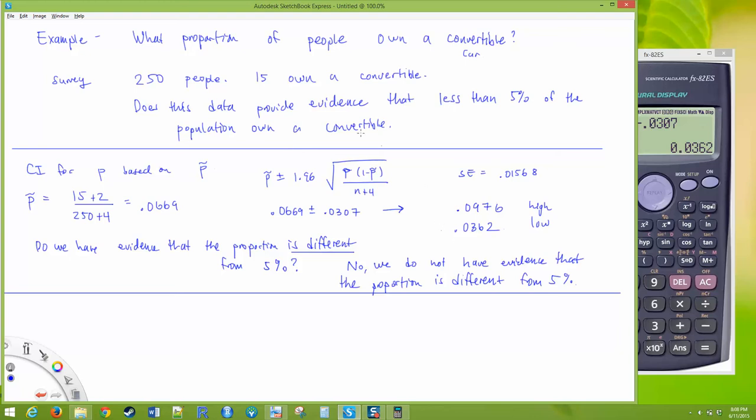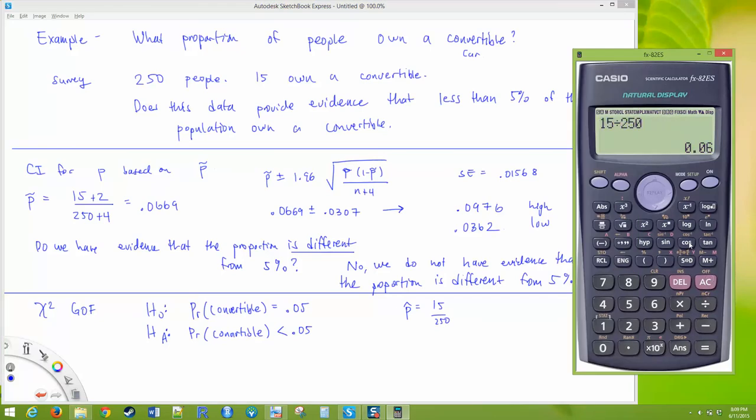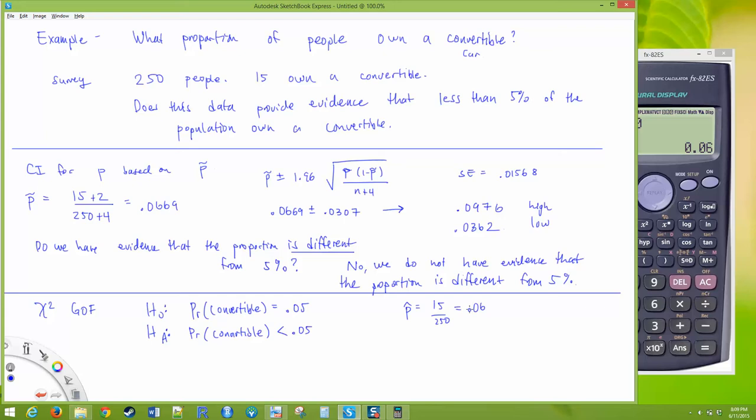Okay. I said we can also answer this same question doing a chi-squared goodness of fit test. Okay. So our null hypothesis would be proportion or probability that someone owns a convertible is equal to 5%. And then the alternative here would be that the convertible is less than 0.05, okay? But when we look at our data, what do we see? We see p hat is actually going to be 15 over 250. So 15 divided by 250, this is 0.06. Okay? That's bigger than 0.05, so we're going to have no evidence to support this alternative the way it's written.